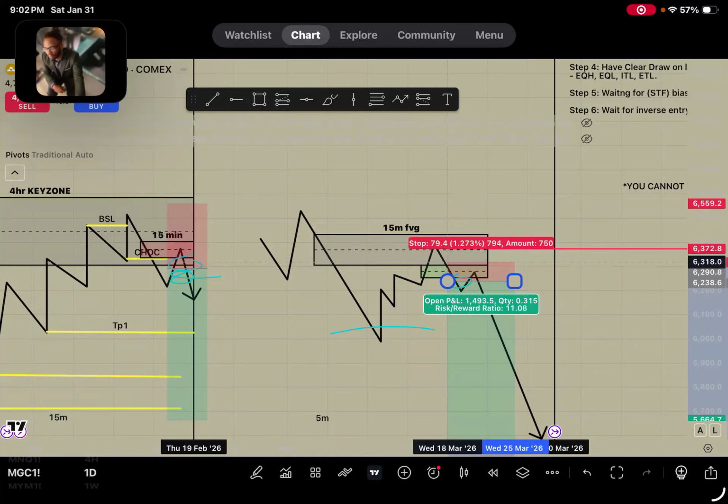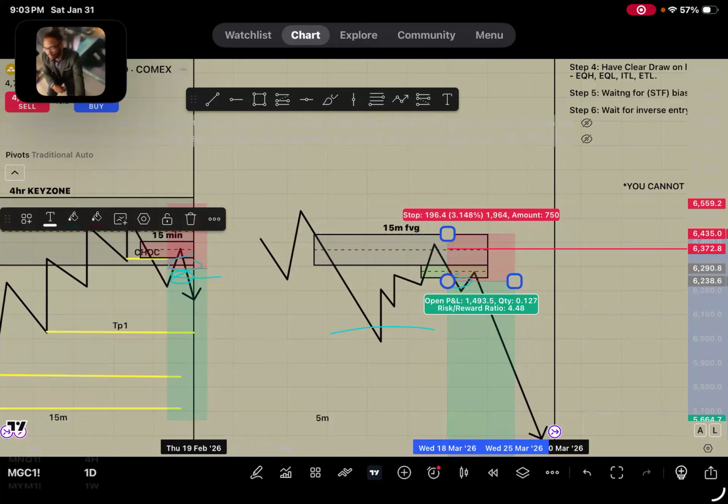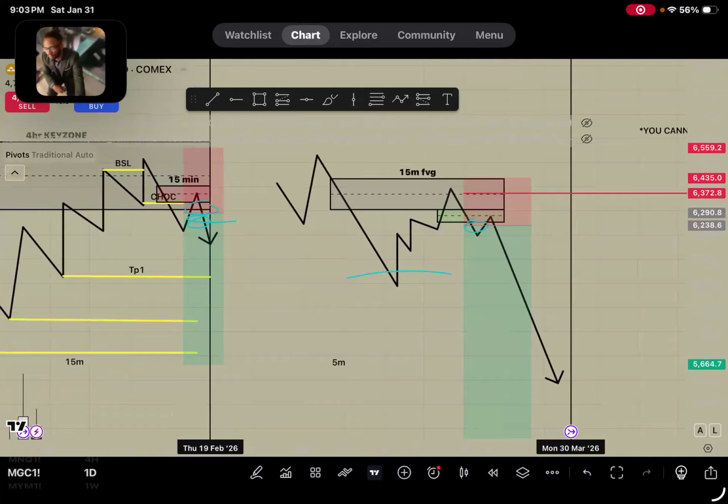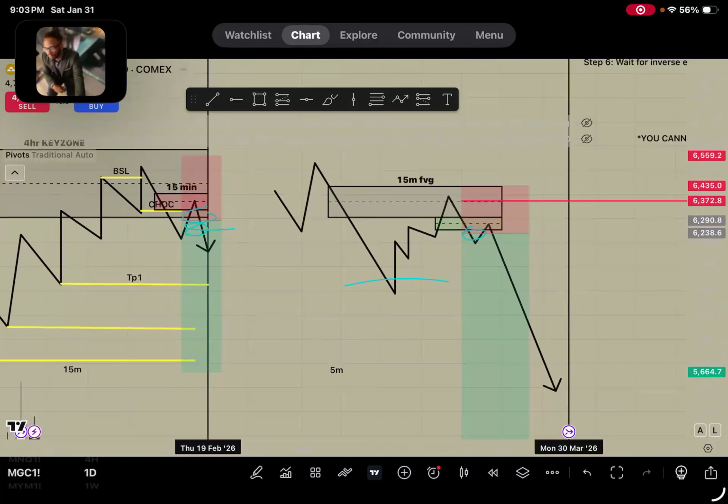So now you can choose. Do I want to risk here? I can put it here, and I'm protected by that inverse fair value gap, right? Or I can put it here, protected by the 15-minute fair value gap. You feel what I'm saying? And then you can target your lows or however you want to play it.